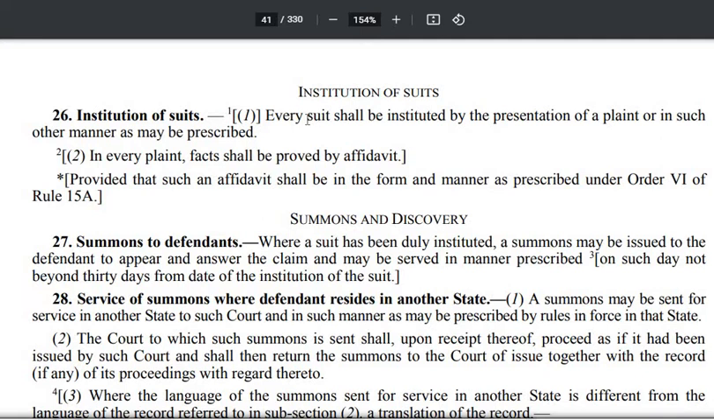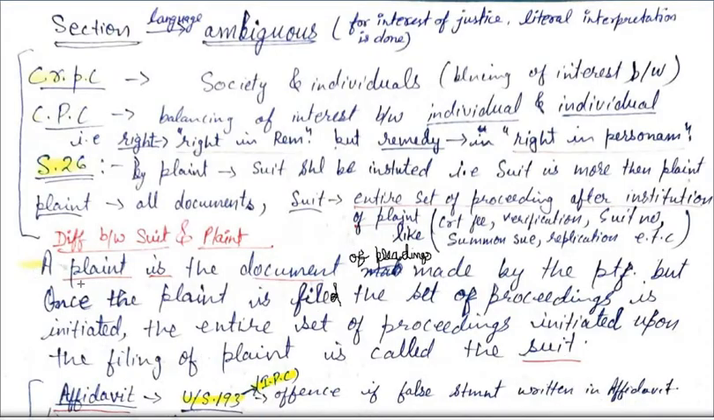So you see, every suit shall be instituted by the presentation of a plaint. Suit shall be instituted. Now what is meant by suit instituted? Proceedings instituted. When you say suit instituted, it means the entire set of proceedings instituted by filing of the plaint, petition or application. तो पहले तो आप इसको लिख लें. Right. A plaint is the document of pleadings. A plaint is the document of pleadings made by the plaintiff. But once the plaint is filed, the set of proceedings is initiated.